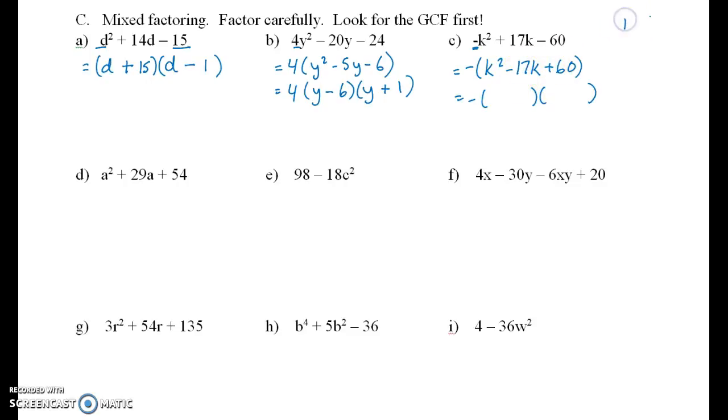Well, 60 breaks down as 1 times 60, 2 times 30, 3 times 20, 4 times 15, 5 times 12, and 6 times 10. The pair that's going to work for us, that's going to add to give 17, is 5 and 12. So we set it up with the two k's and the 12 and the 5, sticking true to putting the bigger number first. And the plus on the 60 says the signs are the same. They're both going to be minuses.